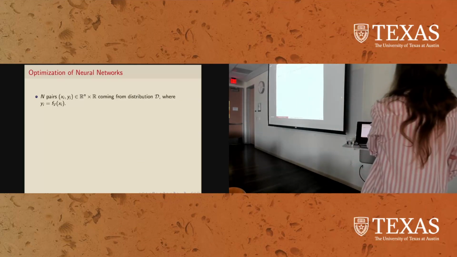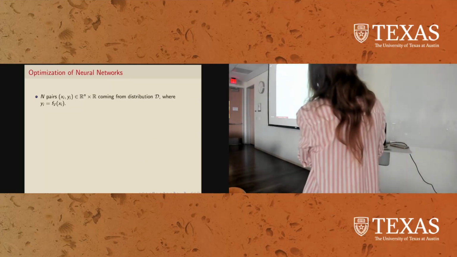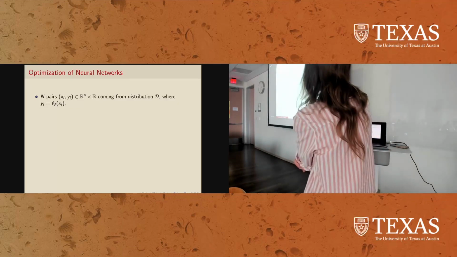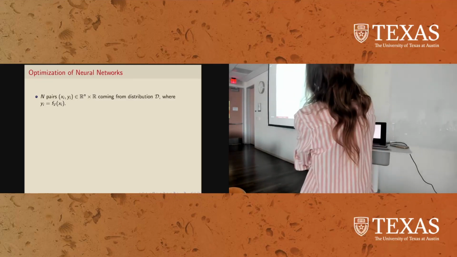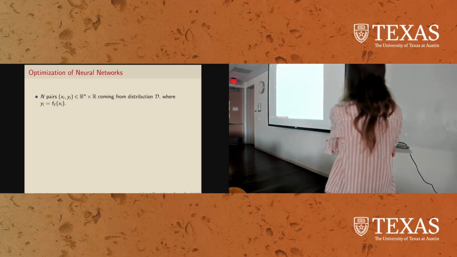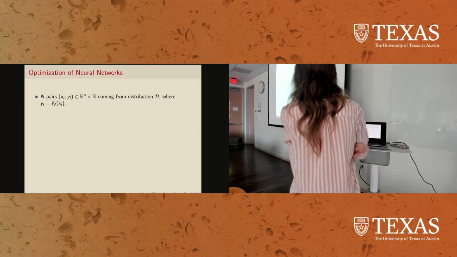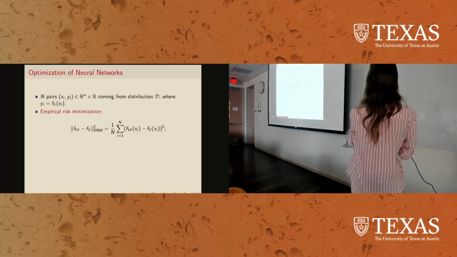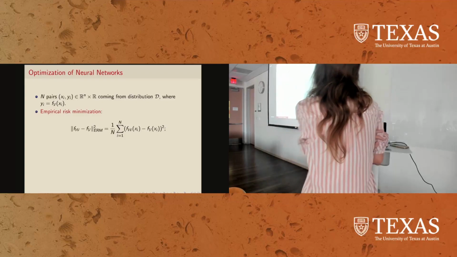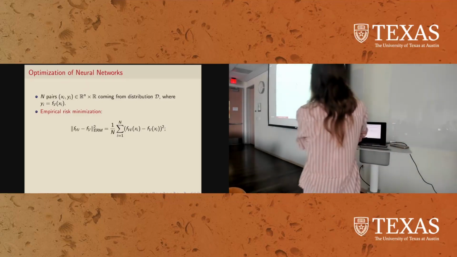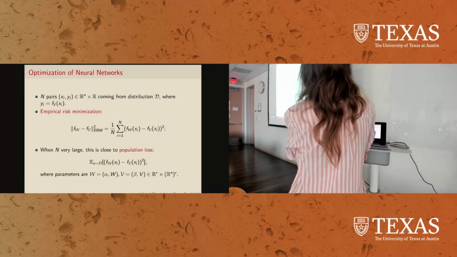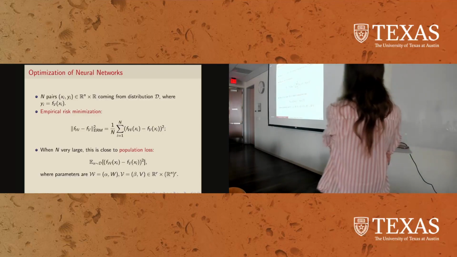Okay, so we bring the data back. Consider capital N pairs of the form x sub i, y sub i, coming from some distribution capital D, where we are looking for a functional relationship between the x's and the y's. We assume such a relationship exists, and we are using our neural network to precisely find it. Basically, it is done by means of empirical risk minimization, as you're seeing here. But when you have many points, if capital N is very large, then it's very close to the population loss. Okay, so this is the formula for the population loss.